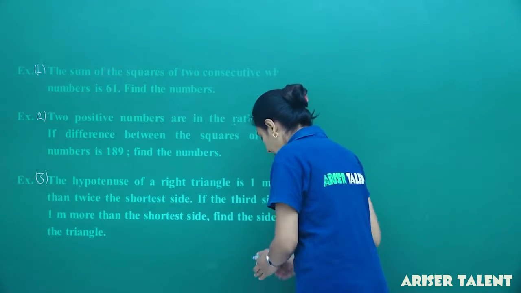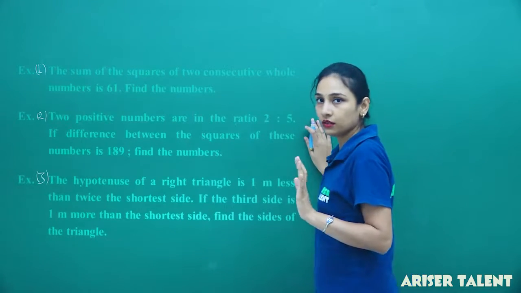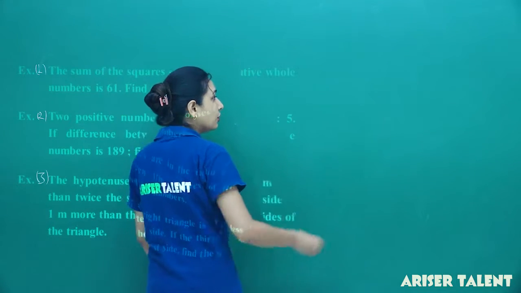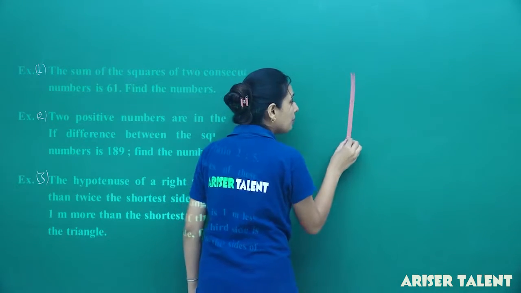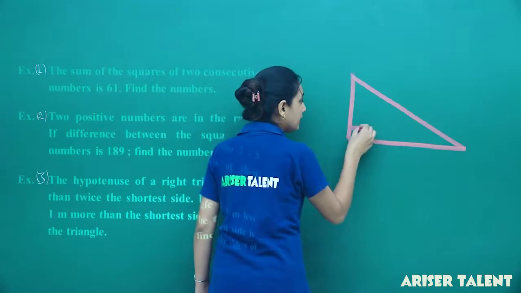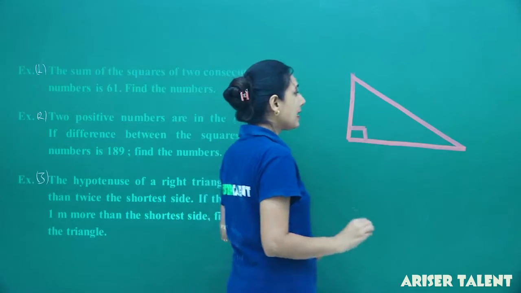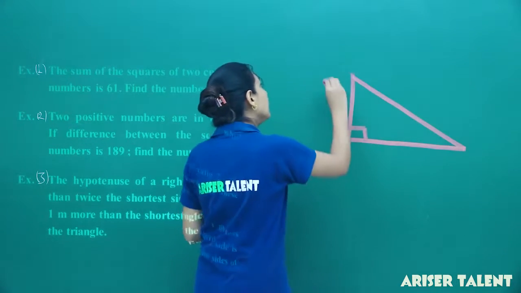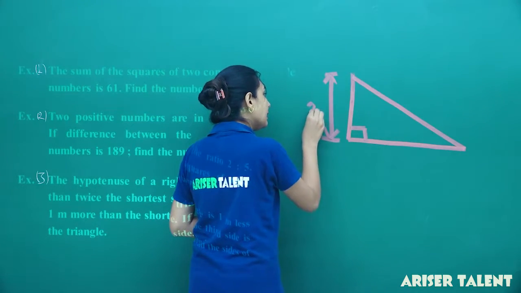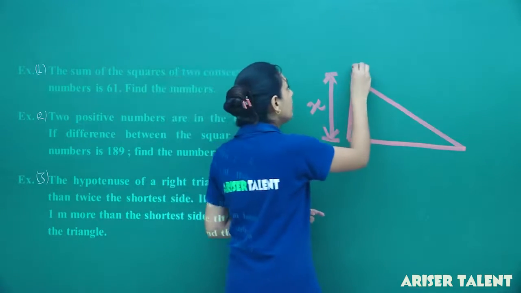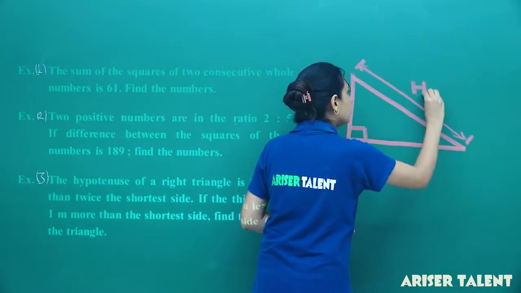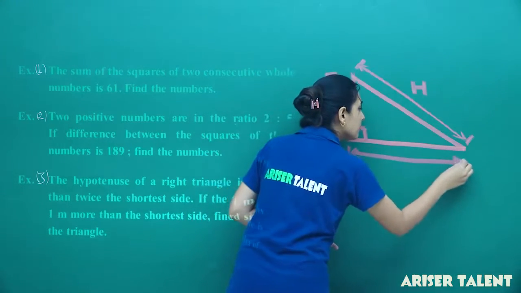Now, I'm going to make a diagram here. We haven't made any diagram in this chapter, so this is our first diagram. Let's make it. So, this is our right angle triangle. Right, students? This is 90 degree. Now, it's having a shortest side. I'm telling you that, students, the shortest side is x. Now, that will be your hypotenuse for sure. Right? Let's suppose this is the base.